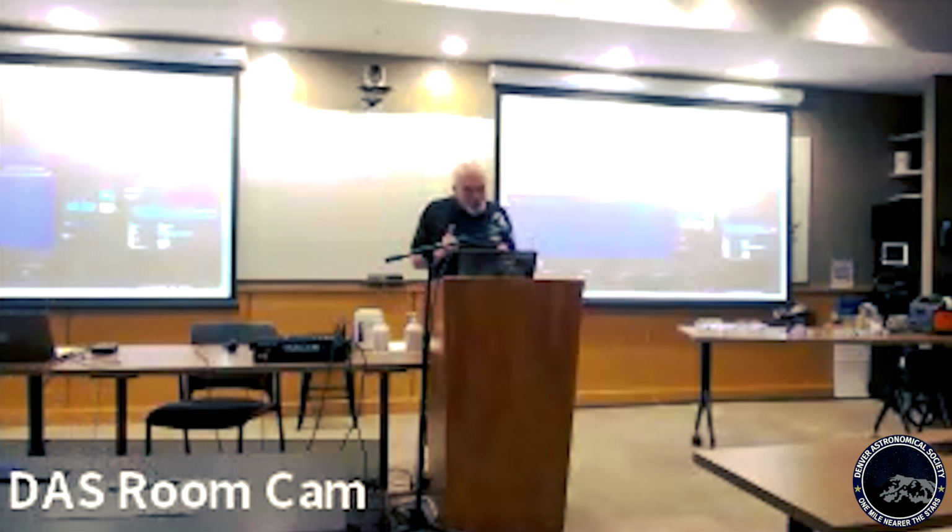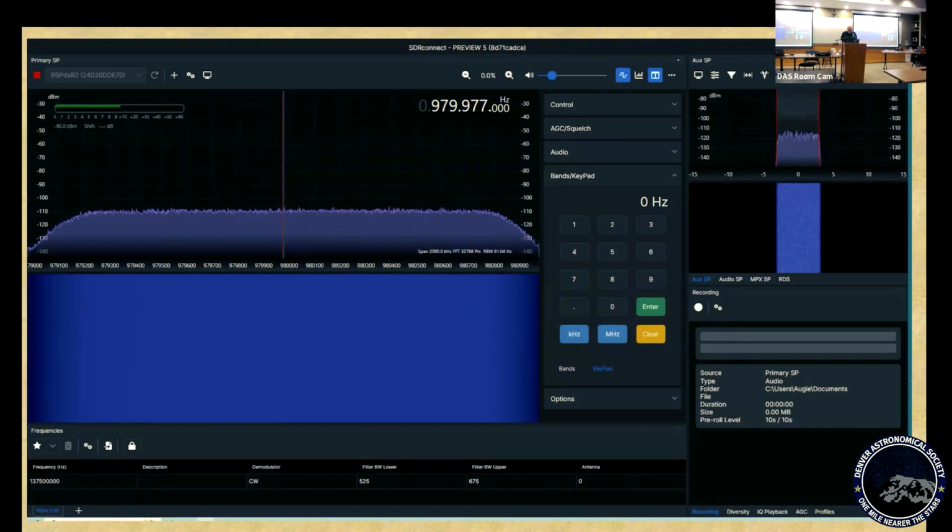And by the way, that software SDR Connect runs on Linux, on several different versions of Linux, including Ubuntu. It can also run on Mac OS and on Windows. So you have some flexibility there depending on what kind of computer hardware you have. All right.